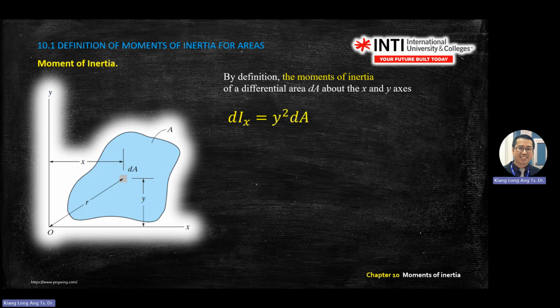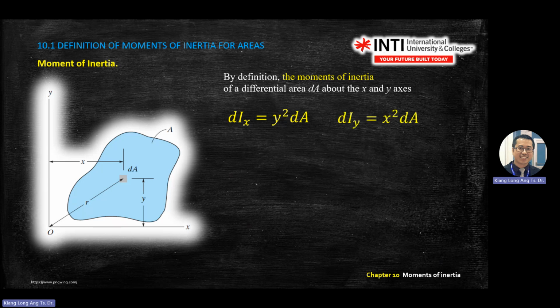dIx. This one is in the x direction, on the x-axis. Okay, you are referring to the x-axis. So if you're referring to moment of inertia about the x-axis, it equals y squared dA. dA is this surface. Okay. dA, then you see d something on the left, d something on the right. You know that the next step is the integration sign.